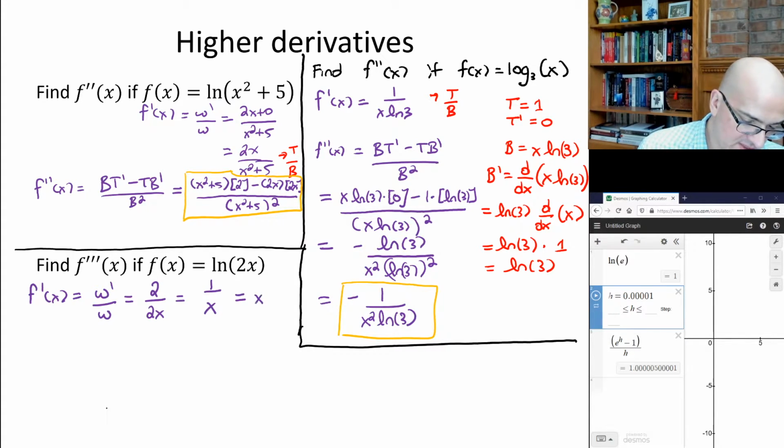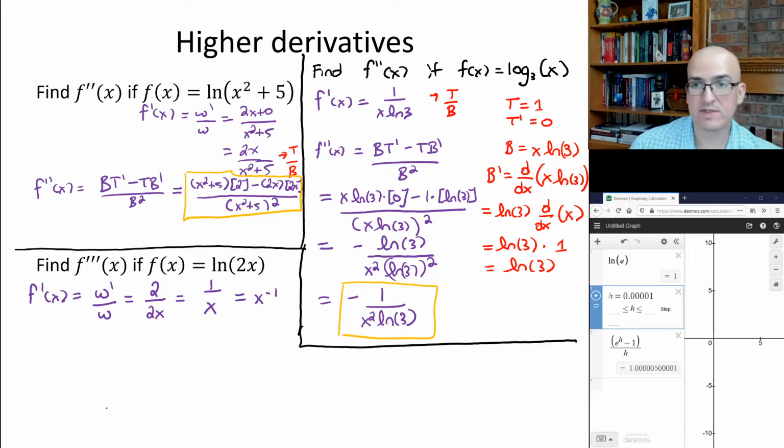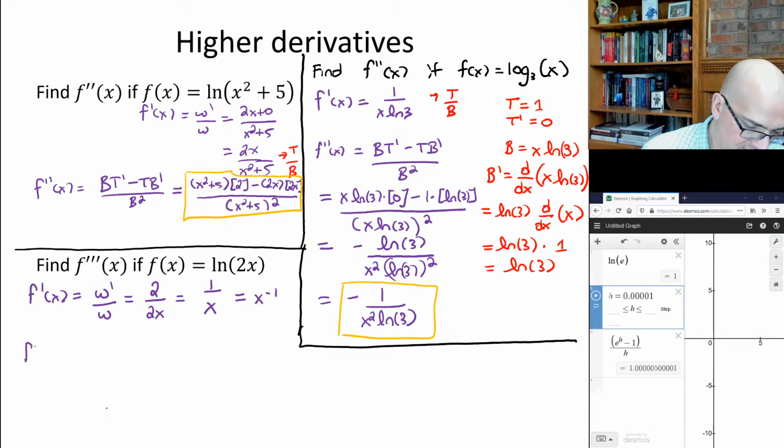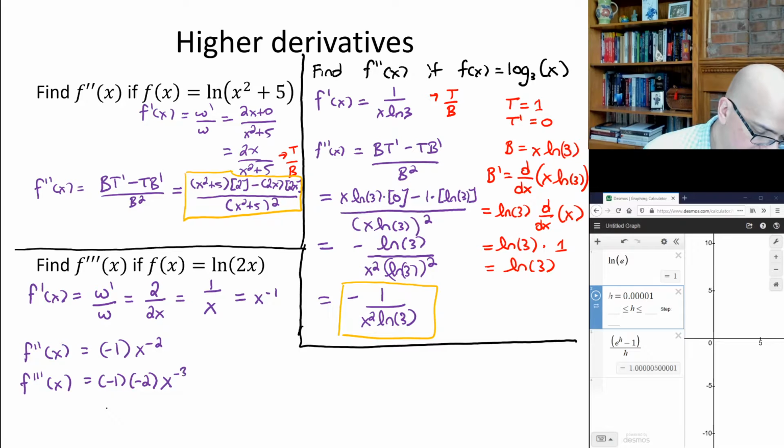I'm going to rewrite this as x to the power of negative 1, because it's going to make the next derivatives easier to take. So now f double prime, the negative 1 is going to come down. We have x to the power of negative 2. And now f triple prime, we have the negative 1, the negative 2 is going to come down, and x to the power of negative 3. And that one simplifies to 2x to the negative 3, or if you want, 2 over x to the positive 3.